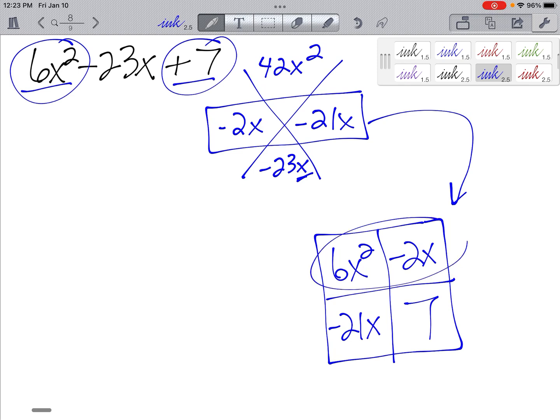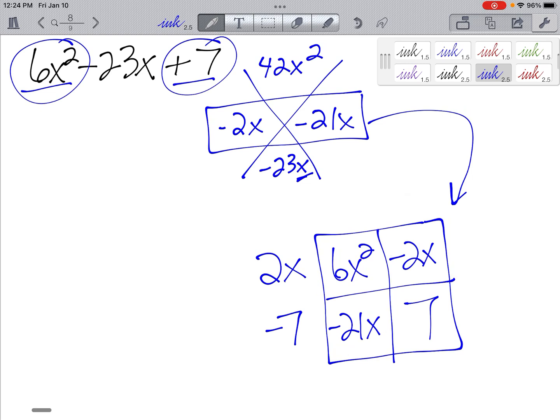All right, we're looking at our first row now. That's 6x squared and the negative 2x. We know we can divide both of those by 2, and we can take out a common x. Remember, you can use your calculator and the GCD function to help you with that if you struggle with the numbers. And then negative 21x and 7, those are both divisible by 7, and since our first box is negative, it's a negative 7.